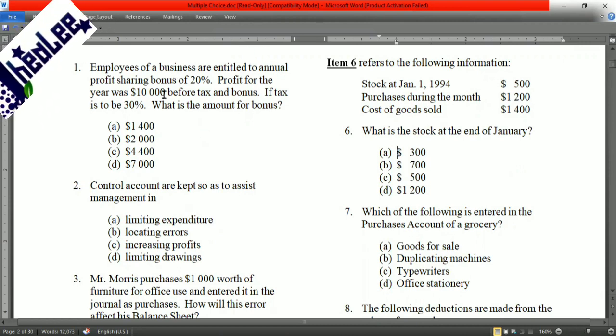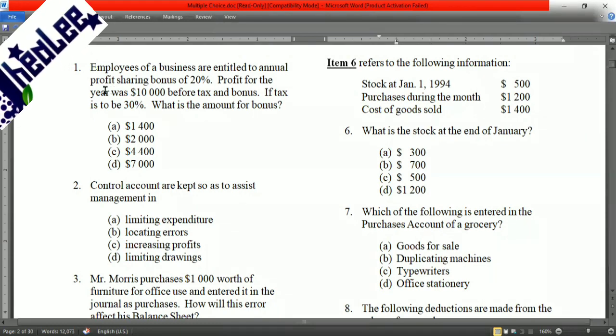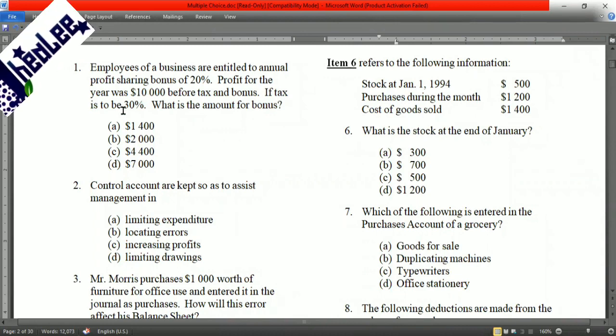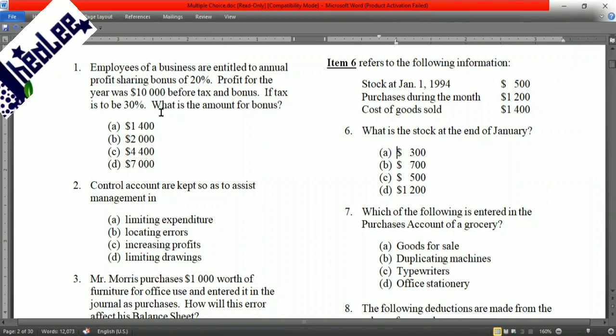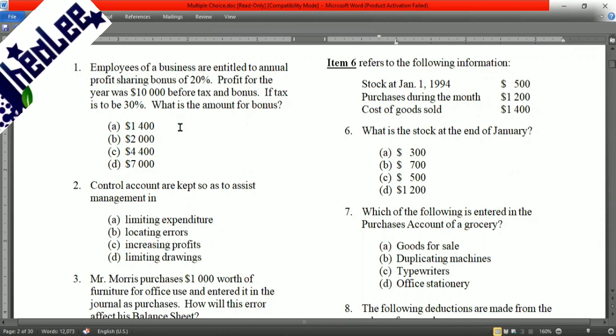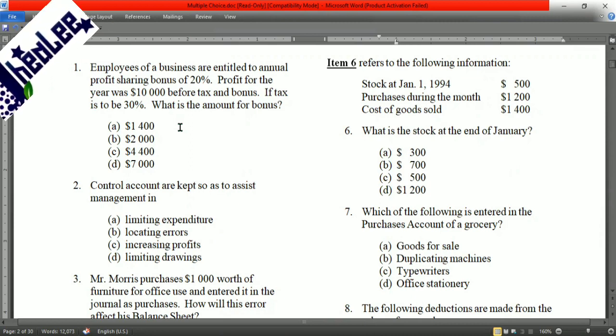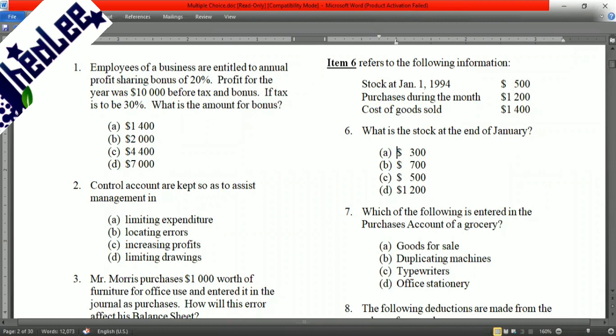Based on the question, 30% of the profit is what the business would pay for tax. And 30% of 10,000 would give us 3,000. So tax is 3,000. It means that after paying out the tax, the business is left with $7,000. That would be the 10,000 profit minus the tax of 3,000. And that 7,000 now is the profit on which you're going to calculate 20% to give the employees that profit sharing bonus.